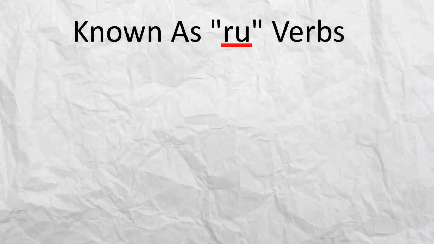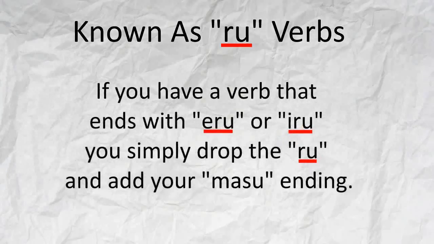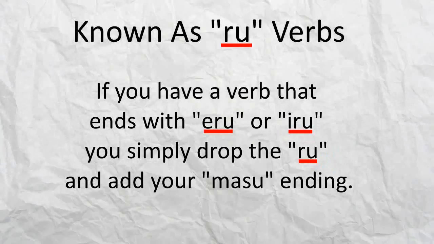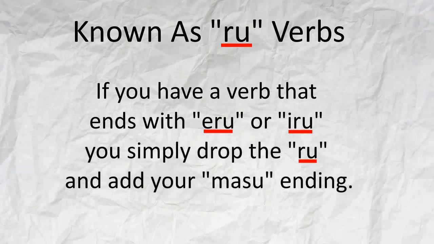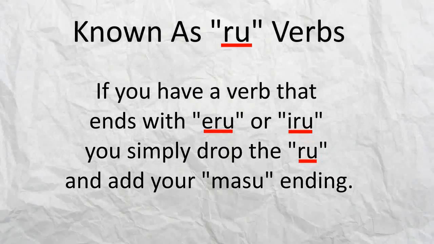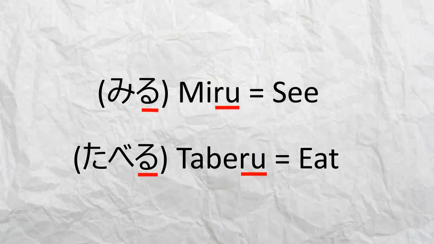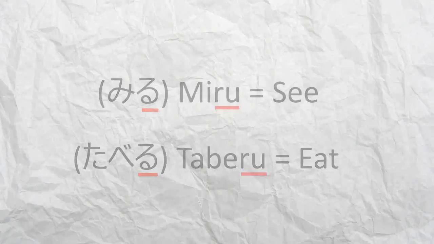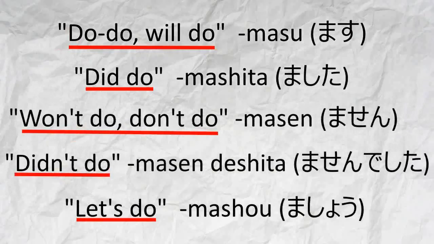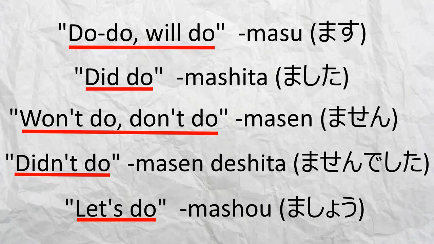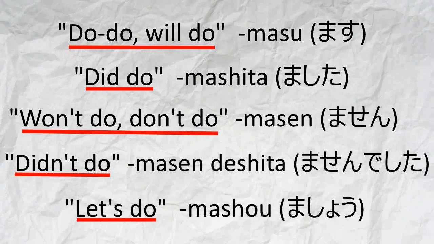Group 2 are known as ru verbs. If you have a verb that ends with eru or iru, you simply drop the ru and add your mas ending. For example, miru, to see. Taberu, to eat. Let's return to our mas form guide. If you want to say, let's eat, how do you do it?